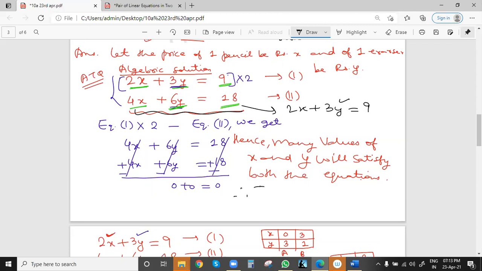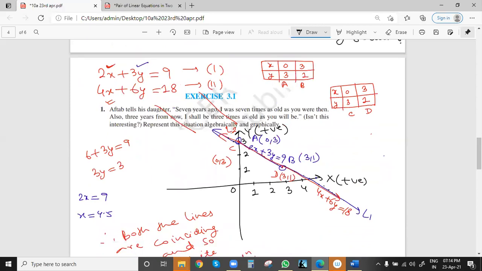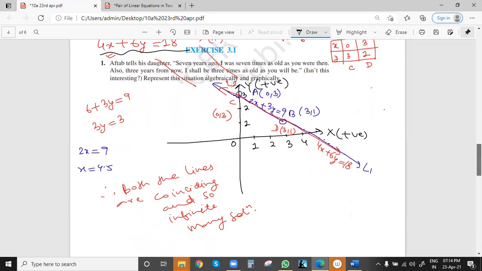Hence we can say infinitely many solutions. And from the graph also we know, because both the lines are same, we just have to divide the second equation by 2 and we get the first equation only. So both the lines are same, that's why they are coinciding one above the other. So we can say both the lines are coinciding, so there are infinitely many solutions.